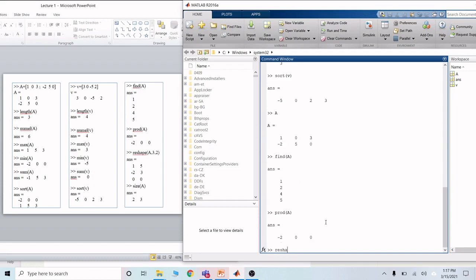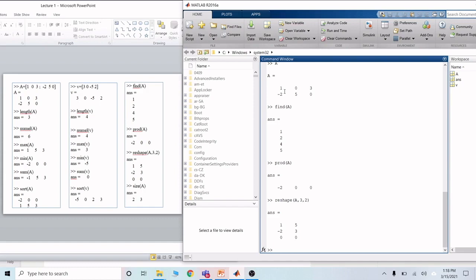Reshape. Reshape means you change the size. The size of A is 2 cross 3, and reshape means 3 cross 2.